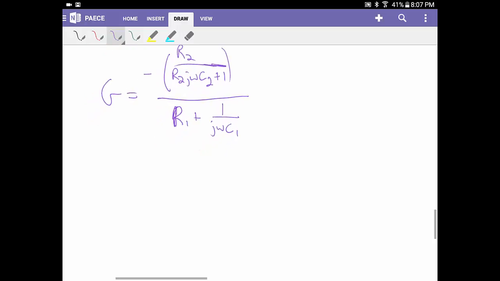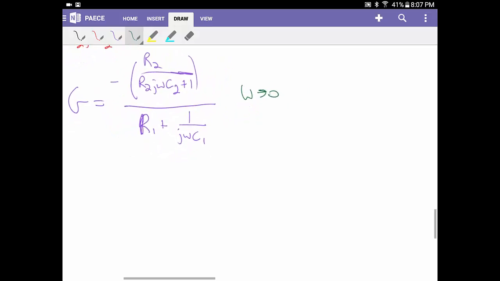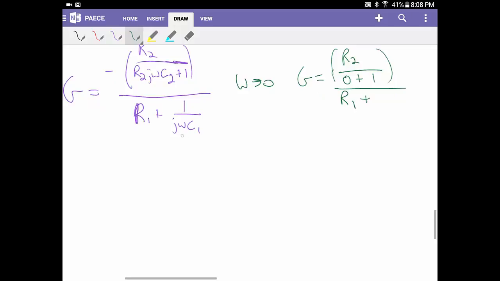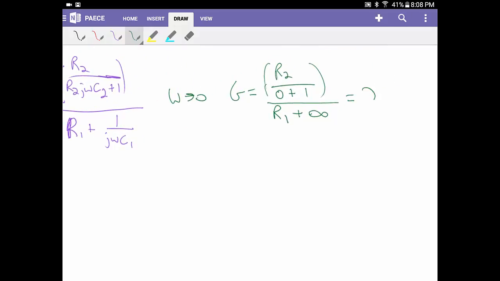With this pain of a gain equation, what we can see though is if we set our omega to 0, or tend it towards 0, or very low frequencies, we end up seeing that our gain equation turns into G is equal to R2 all over, this will become 0 plus 1, all over R1 plus we have 1 over J omega C. Omega goes to 0. This entire term goes to infinity. Now that we have an infinity on the denominator, this whole thing goes to 0.